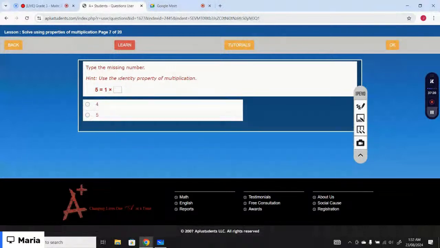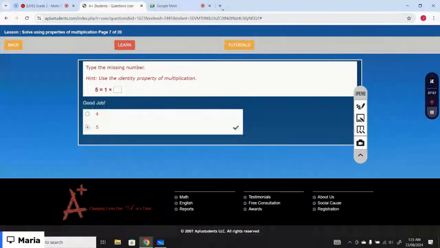Okay, type the missing number. 5 times 1 equals. The correct option is 5. Option number 2 is the correct option.